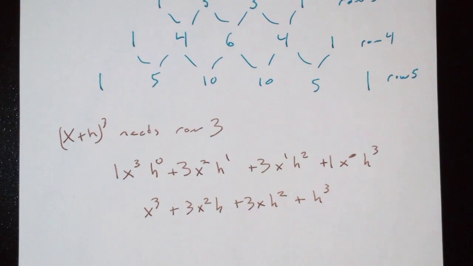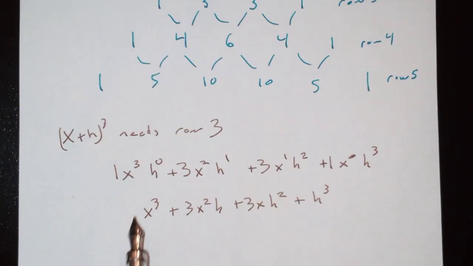You want to do x plus h to the 4th? You've got to use row 4. To the 5th, use row 5. No matter what row you want to expand a binomial, you use the coefficients from Pascal's triangle.